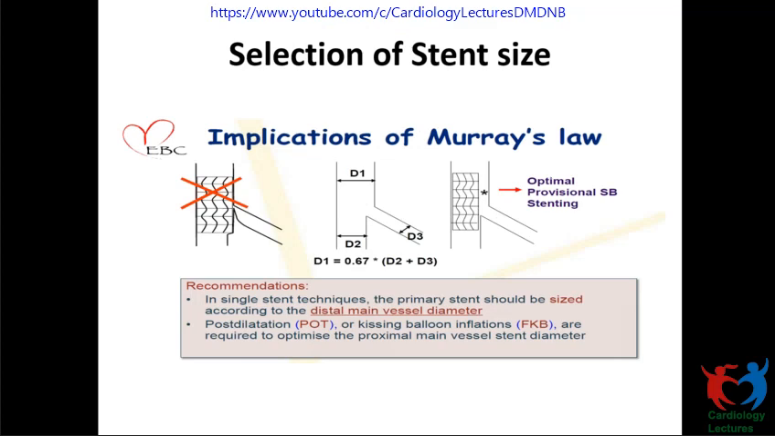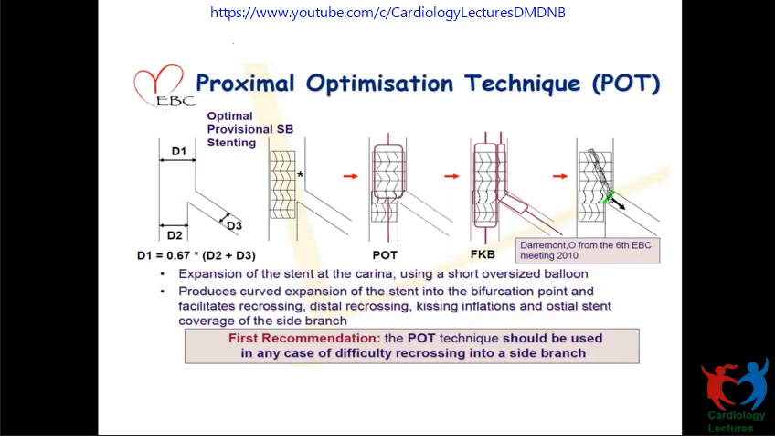What is most important is the selection of the size. Already we have mentioned that the stent size should be selected according to the distal main vessel. And then you can do either a POT or a kissing balloon to optimize for the proximal vessel stent. When you are doing a POT technique, it is recommended in any case where there is a difficulty in recrossing into the side branches. And this helps to correct the geometry of the stent and is recommended in the majority of the cases.